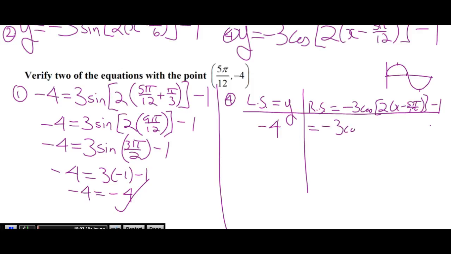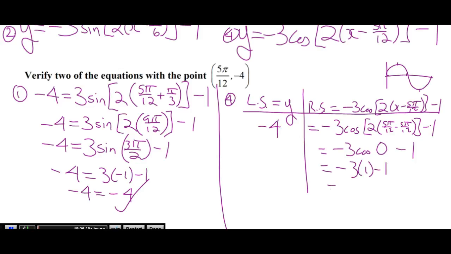So this is negative 3 cos 2. Okay, x is 5 pi over 12, so we got 5 pi over 12 minus 5 pi over 12. So what's 5 pi over 12 minus 5 pi over 12? 0 times 2 is 0. So we get negative 3 cos 0 minus 1. Cos of 0 is 1. So that's negative 3 times 1 minus 1, which is negative 4. And when these two sides are the same, we put a check. Yes, it works.